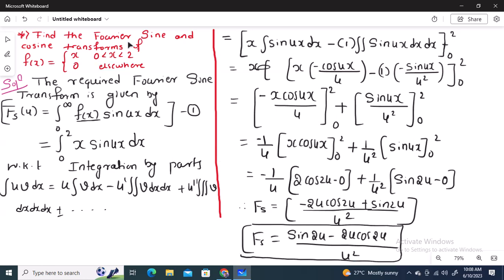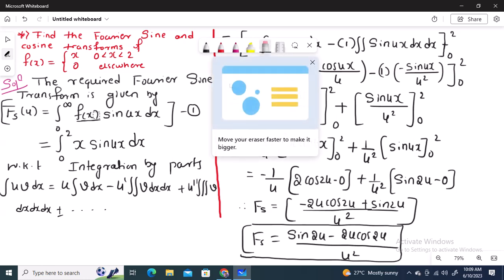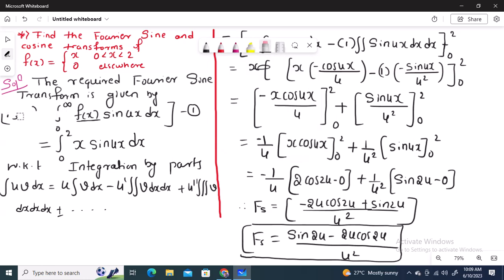They're asking us to find both sine and cosine transforms here. So first, we have operated the Fourier sine transform formula. Then as per the problem data we have substituted f of x. Then we have operated the integration by parts method. The rest of all the things are only simplifications. So now we got the Fourier sine transform. In the same way we have to find the Fourier cosine transform also. Let's do that also. Fourier cosine transform.